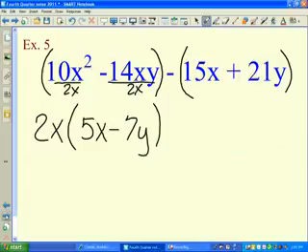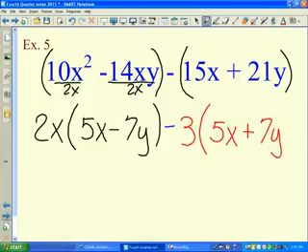Let's bring that minus sign in between down. And what's my greatest common factor for the next one? It'll be 3. So then inside this parenthesis is 5x. You would say plus 7y. But since we're subtracting, instead of a plus 7y, we're going to put a minus 7y.